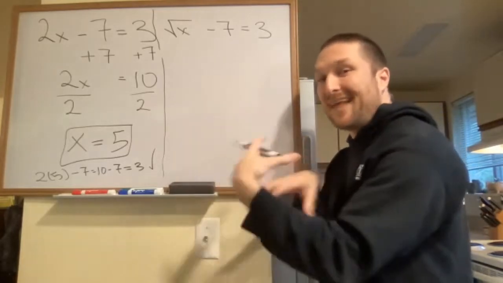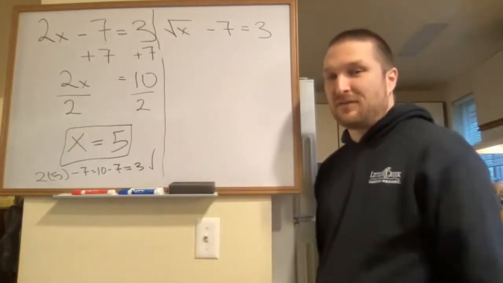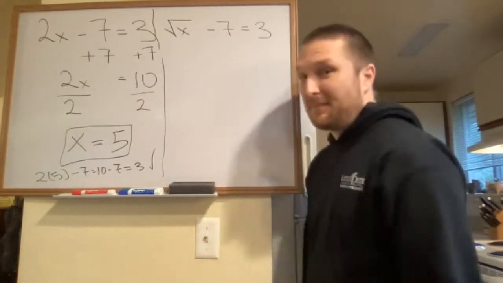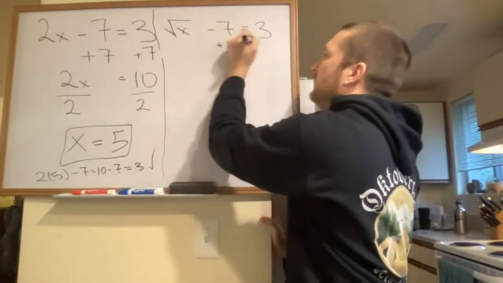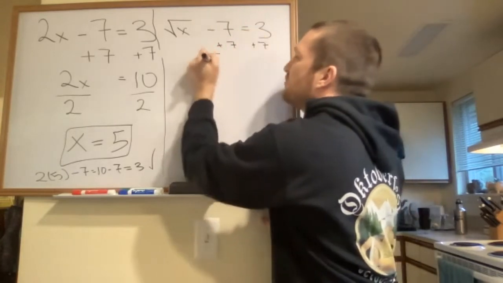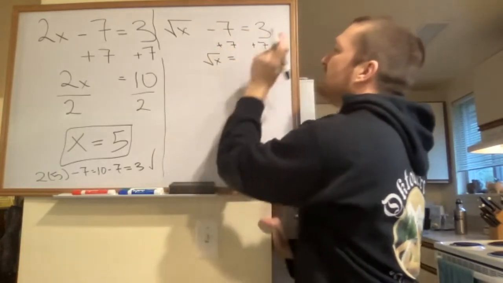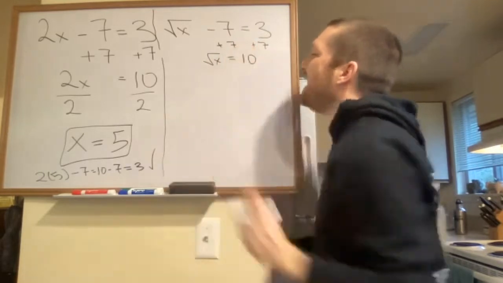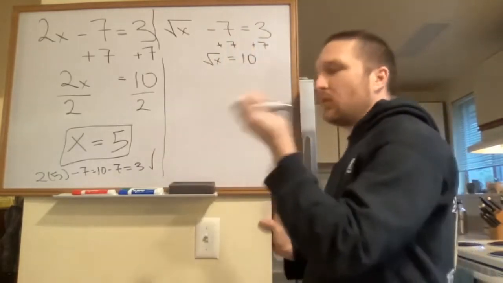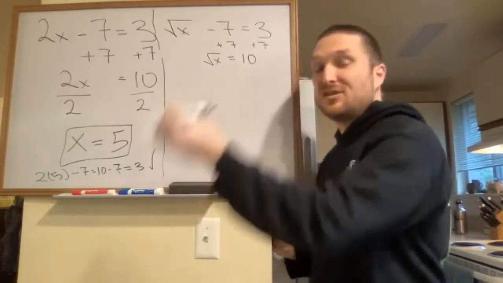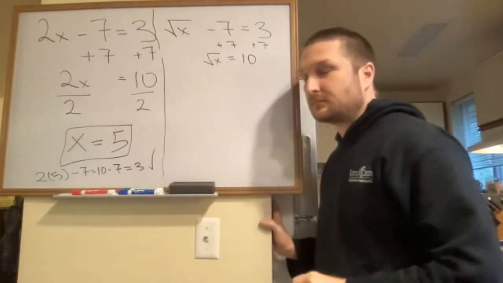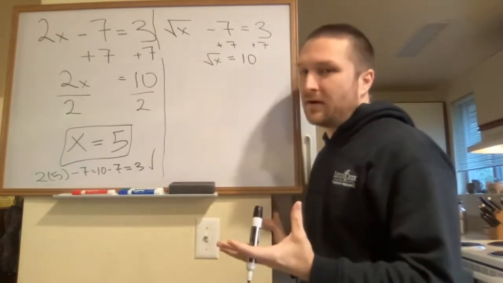The shoes, the last thing done, would be -7. And so we undo that. How? +7 on both sides. And so that gives me the square root of x is equal to 10. And now, okay, what happens to x? He gets a square root taken. How do we undo square root? Square it.